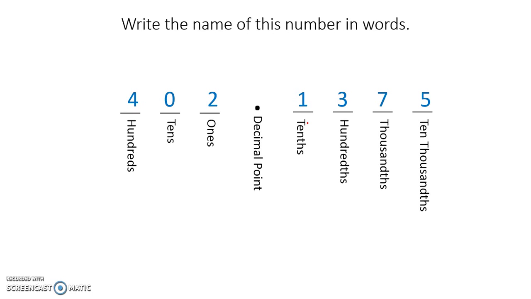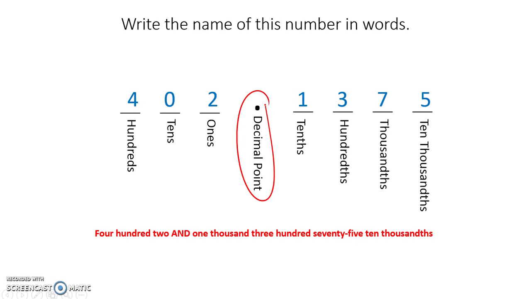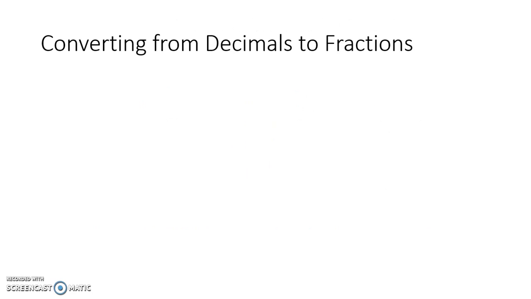So if I wanted to write or read this number in words, I would say 402 and 1,375 ten-thousandths. And remember, the decimal point tells us to say and. So let's use this information to convert between decimals and fractions because you need to know place value.